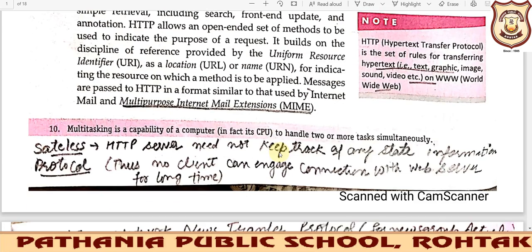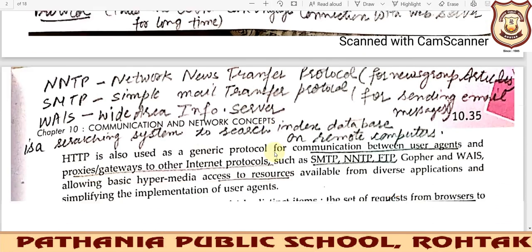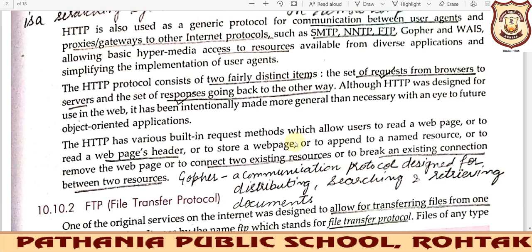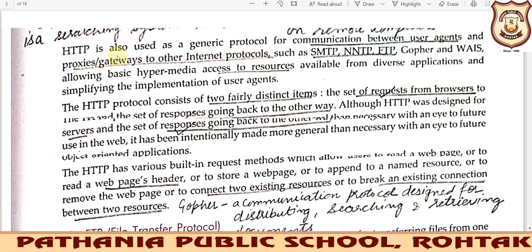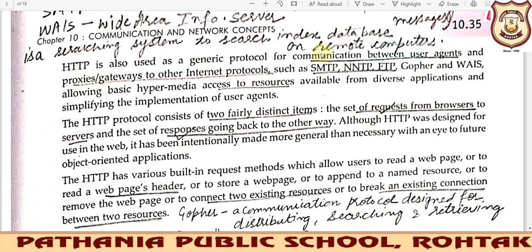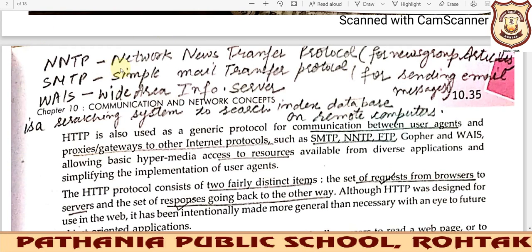We have many other protocols also. HTTP is a generic protocol meant for communication, and it coordinates with other protocols like SMTP, NNTP, FTP, Gopher, WAIS. I have written the full forms here. NNTP stands for Network News Transfer Protocol. It is meant for reading newsgroup articles. SMTP is Simple Mail Transfer Protocol. It is meant for email messages.